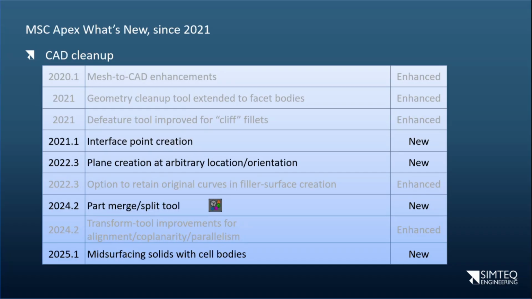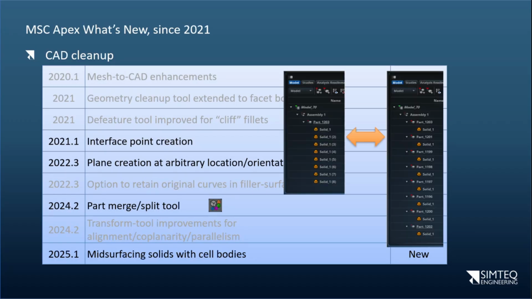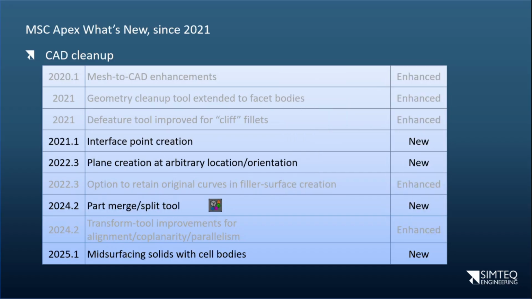Then there's the part merge or split tool. What this does is it gives you the ability to quickly change from a single part with many solids to many parts, each one with one solid, or vice versa. So you can very quickly rearrange your model assembly in a way that fits your needs. And then there's the transform tool improvements for alignment, coplanarity, and parallelism. And then the mid-surfacing solids with cell bodies.